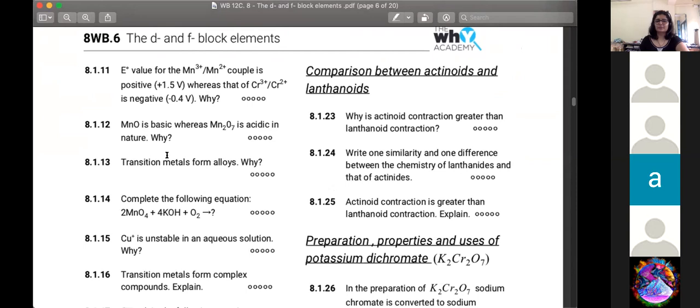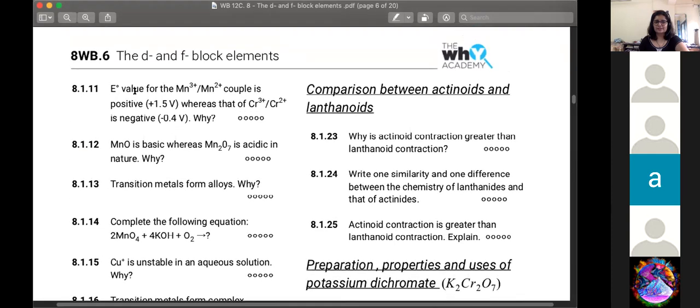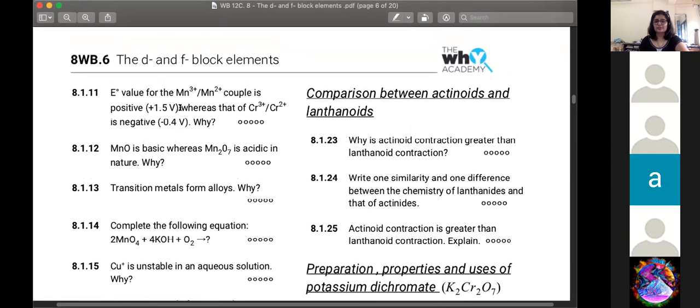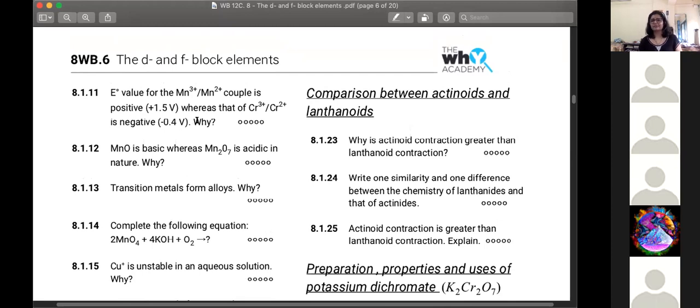So look at question number 11. E naught values for Mn3+/Mn2+ couple is positive, whereas for chromium it is negative. Why? Wait, I'll call out and you answer, okay? We'll go from the end this time. Jasmine.